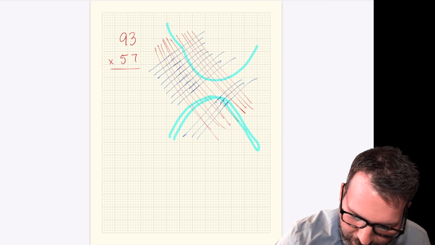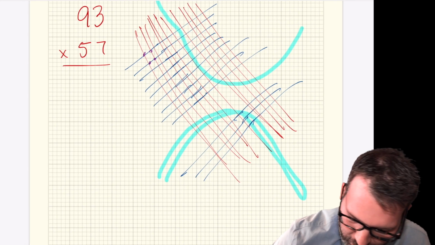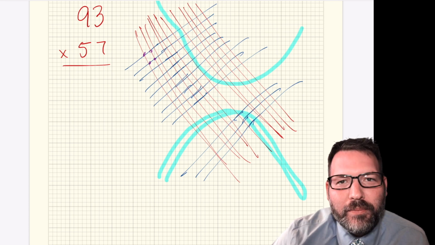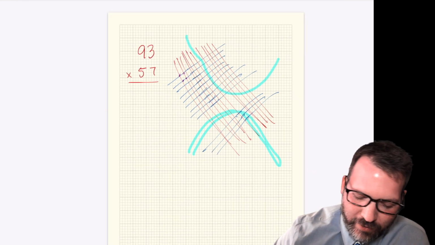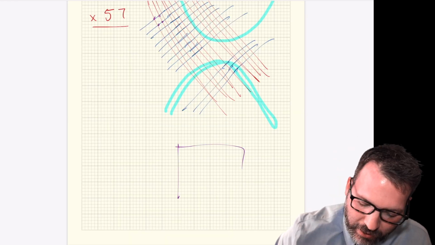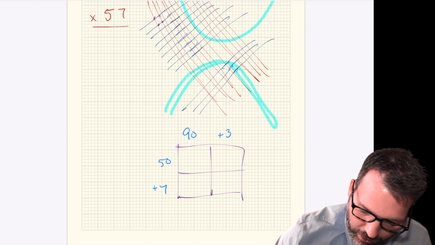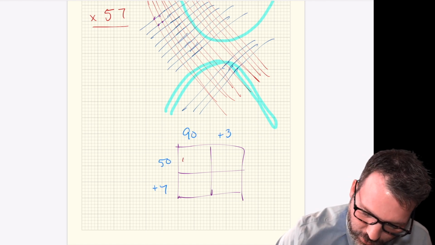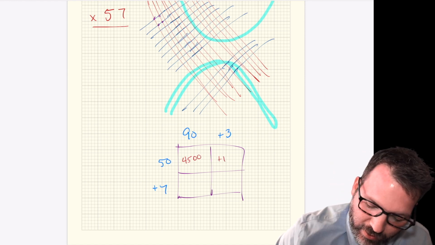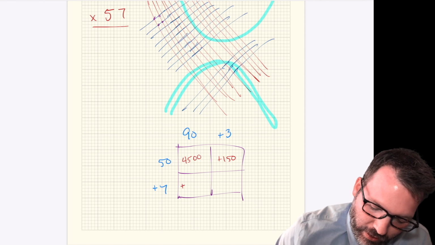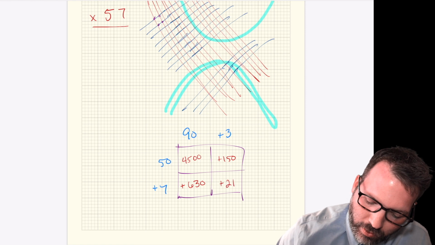Wait, where did all those beautiful little dots and intersections go? How many of them were there? And my Japanese stick method is not looking so great with 93 times 57. But without jumping to the stacking algorithm, let's see what the box would have to say. 90 times 50, maybe not the easiest thing to do in the world, but 9 times 5, hopefully everybody remembers, is 4,500. 50 times 3 is 150. 90 times 7 is 630. 7 times 3 is 21.